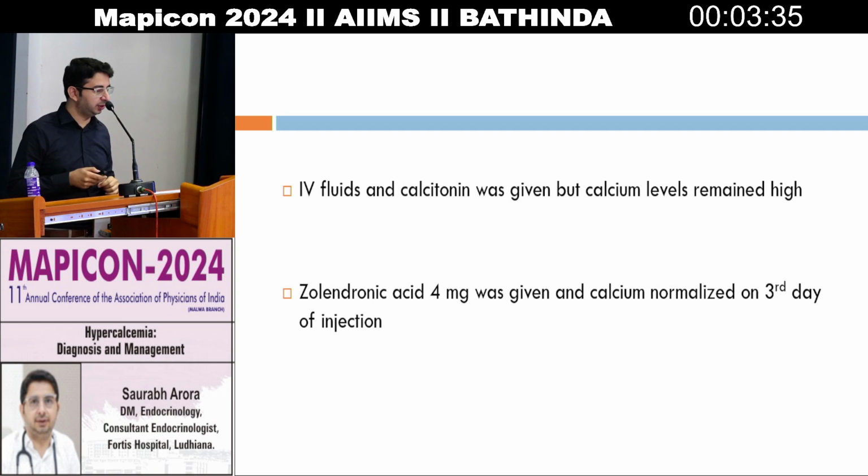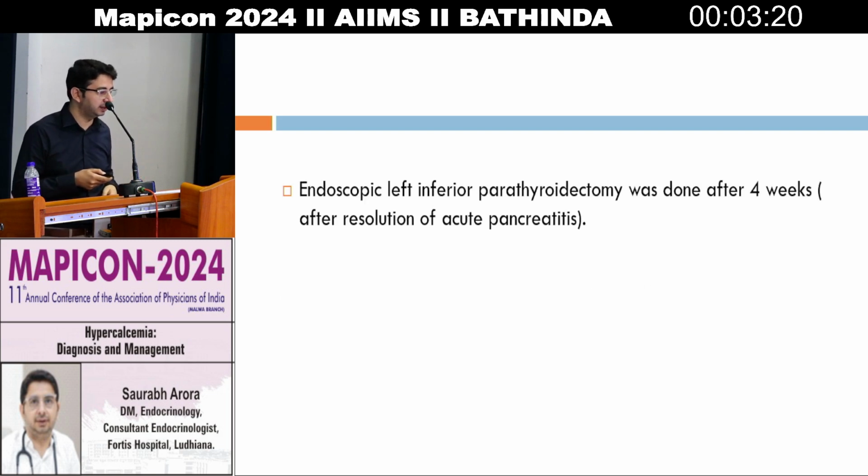So patient was given zoledronic acid 4 mg and calcium level normalized on the third day of injection. After zoledronic acid, it takes 2 to 5 days to normalize calcium level. It does not act immediately, whereas calcitonin acts immediately, but it's not a very potent agent.